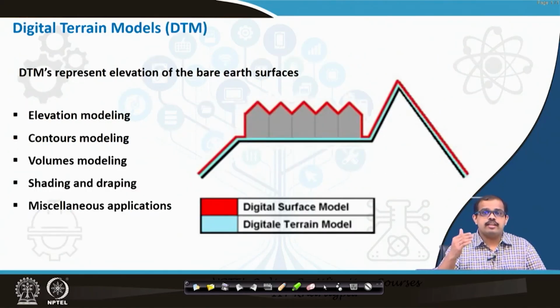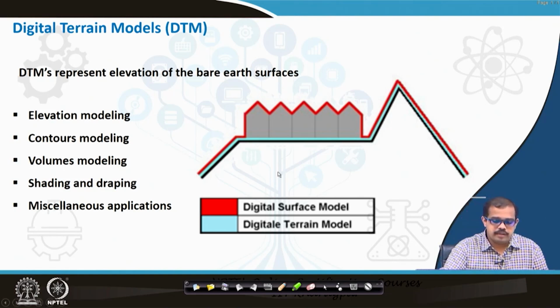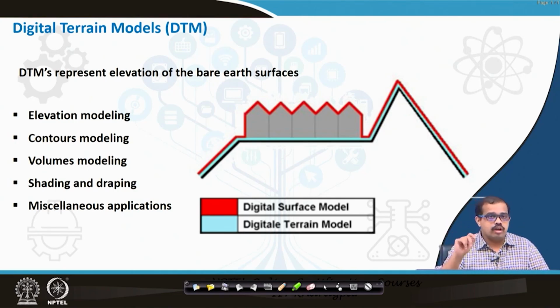The next kind of modeling may be using a digital terrain model. I have given you a good example of what you mean by a surface model and a terrain model. For example, if I have planimetric data that I have considered, I can do any kind of analysis. I can do elevation modeling, contour modeling, volume modeling, shading and draping modeling, and all of these can be performed using these surfaces.